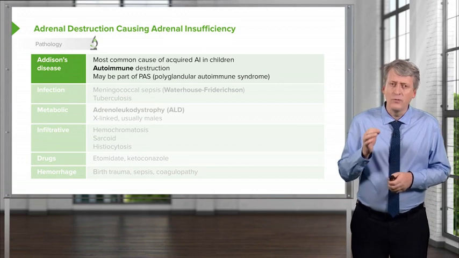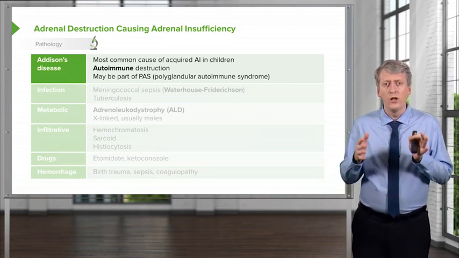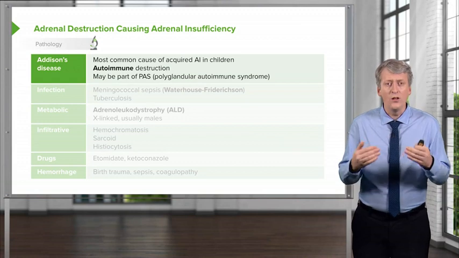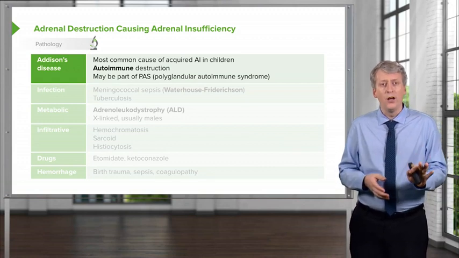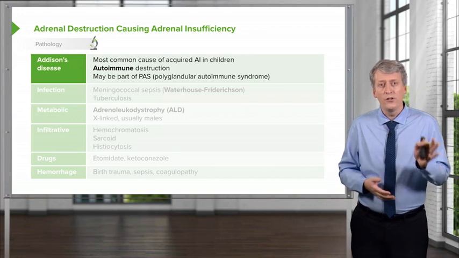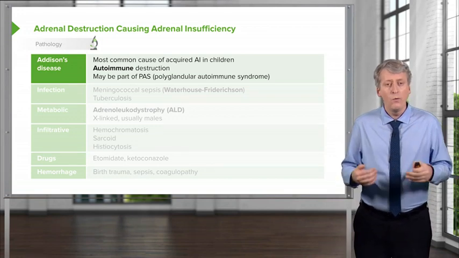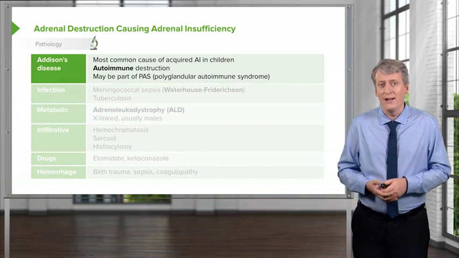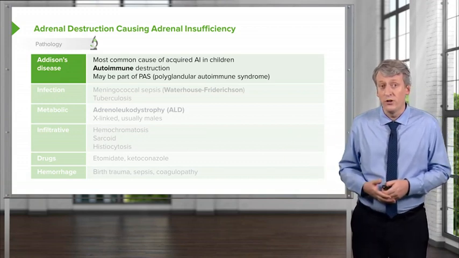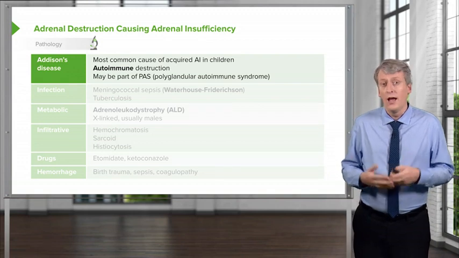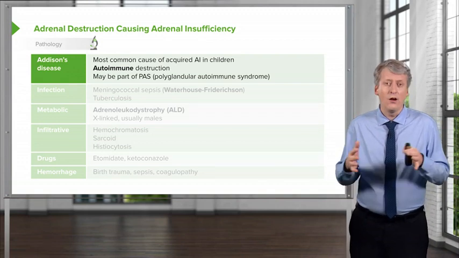Addison's disease is absolutely the most common cause of acquired adrenal insufficiency in children. It's an autoimmune attack on the adrenal glands. It may be a part of PAS, polyglandular autoimmune syndrome. And so when we see patients with autoimmune Addison's disease, we also want to check for their other glandular functions, such as thyroid and other hormones, to make sure that they are intact.